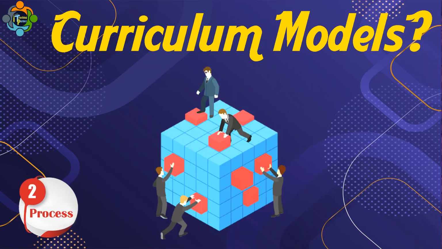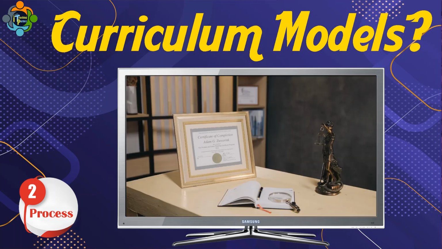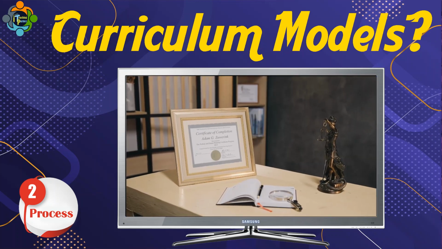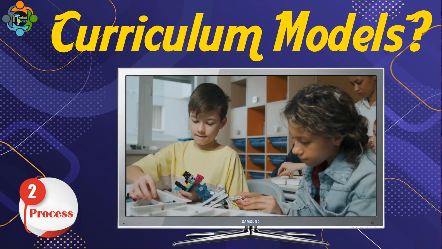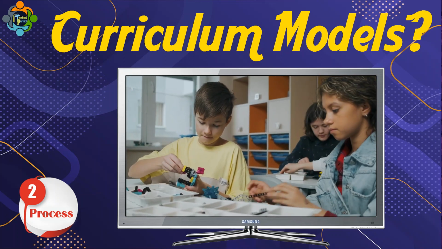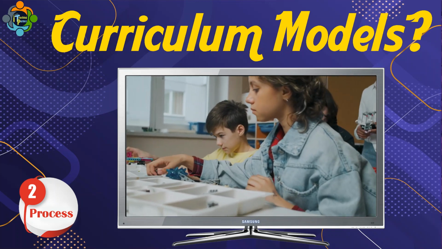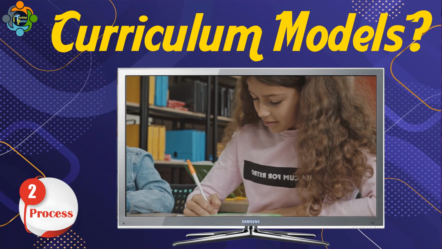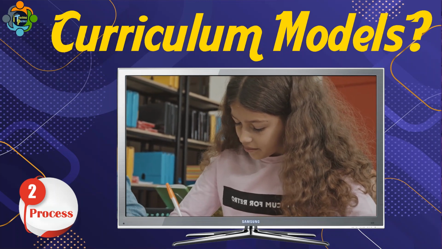Now that we have explored the product model, let's move on to the contrasting process model. The process curriculum model takes a different approach. Rather than focusing solely on the end product, this model emphasizes the journey of learning itself. It prioritizes the development of skills such as critical thinking, problem solving, and fostering creativity. Here, the learning process is seen as equally, if not more, important than the final outcome.